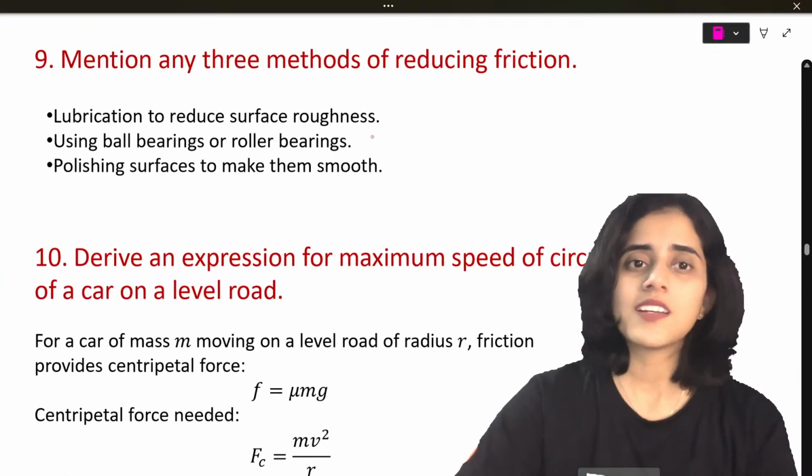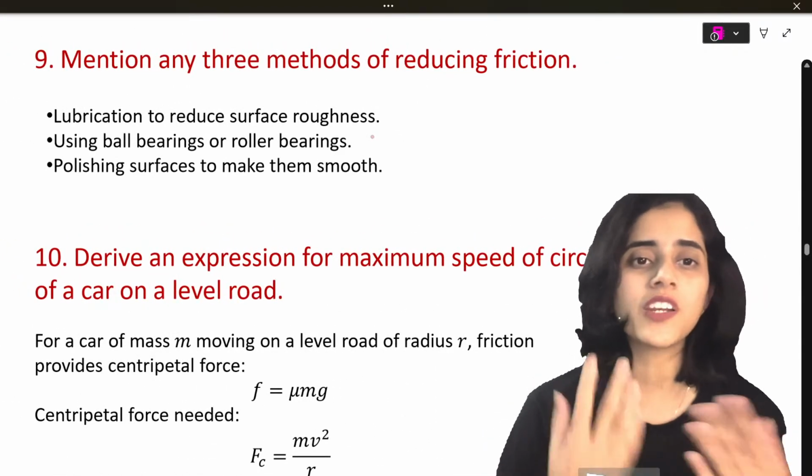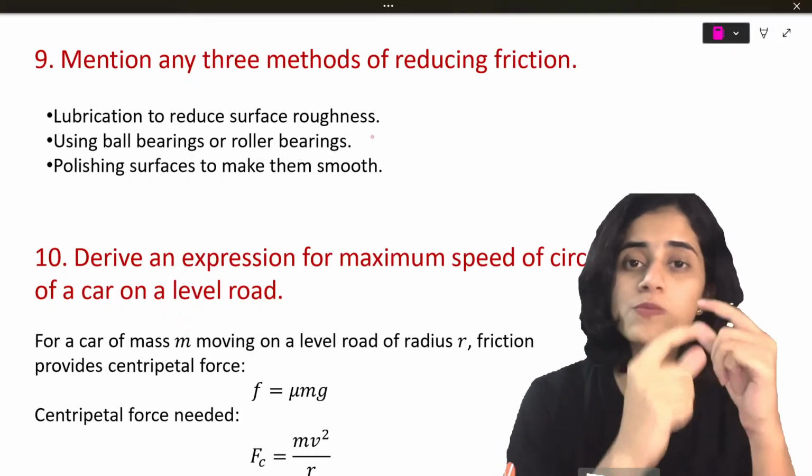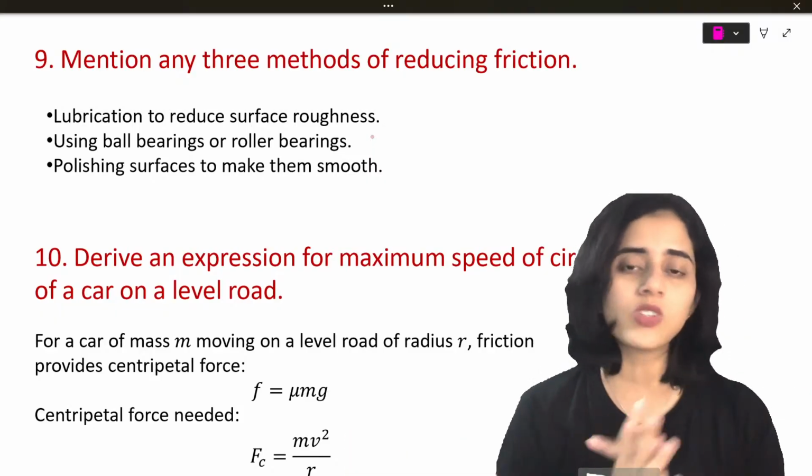Next question is mention any three methods to reduce friction. As I already said, lubricating, polishing. Now, if you use ball bearings, all of this will reduce friction.